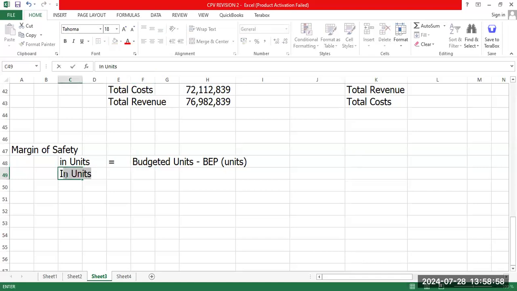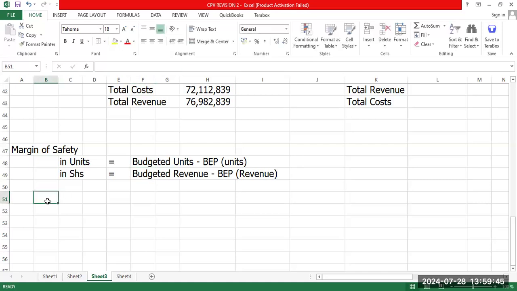Then margin of safety in shillings, or in revenue, is equal to budgeted revenue, or budgeted sales, then subtract break-even point in revenue. Okay, so you can handle that.